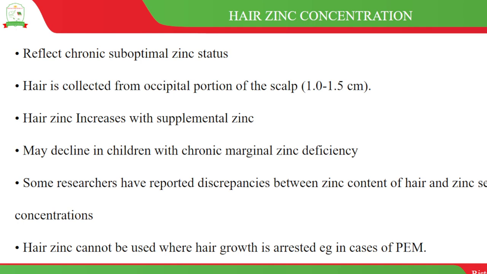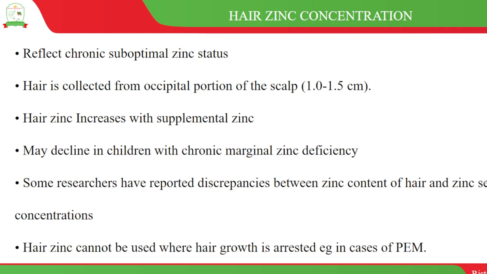How about hair? It's collected from the occipital portion of the scalp, towards the back. They collect that hair, and the hair zinc increases with supplemental zinc. If you take a lot of supplement, a lot of zinc will be found in your hair, but it may decline in children with chronic marginal zinc deficiency. If you've been having that deficiency, zinc levels will also be so low.